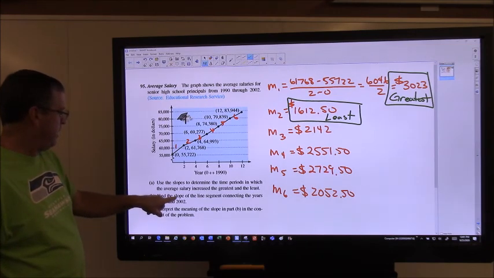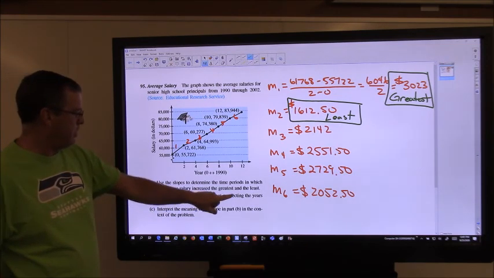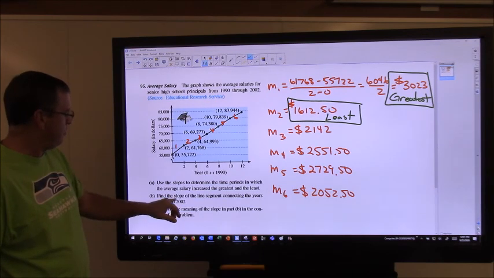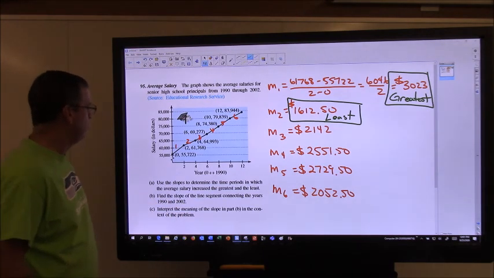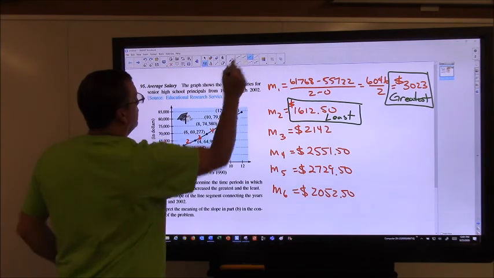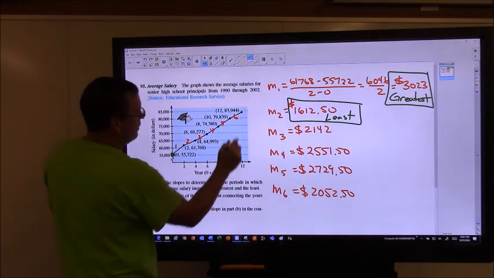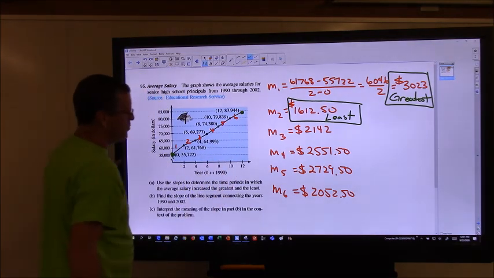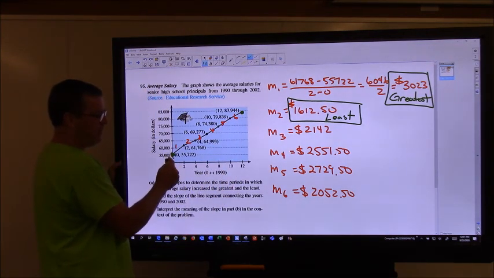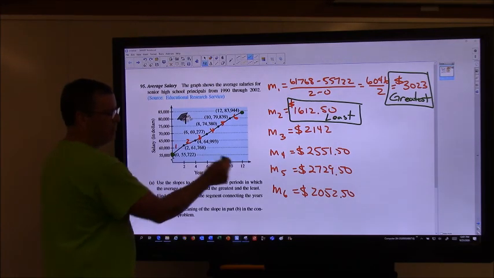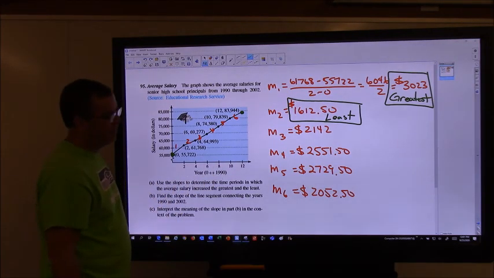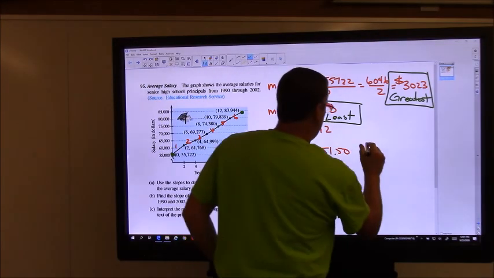The second one says, find the slope of a line segment connecting the years 1990 to 2002. So 1990 is this point right here, and 2002 is this point right here. What we're looking for is an average salary: how did the principal's salary increase over that 12-year period? So I'll do part B right here.